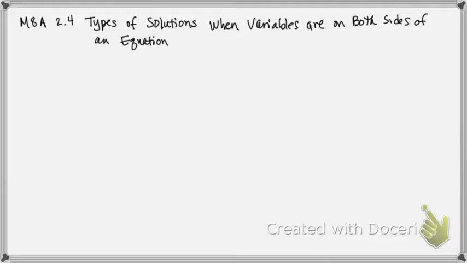So we kind of talked about this before, where when we solve equations, we have three possible outcomes. And the first one is the one that we expect. We expect to get one solution. For most of our equations, there's only going to be one solution. So let me give you an example of what that might look like.